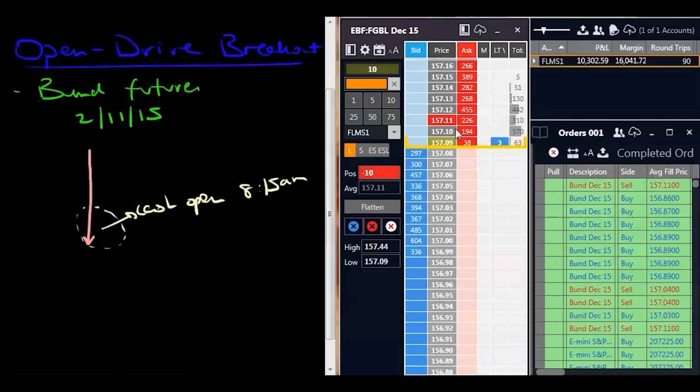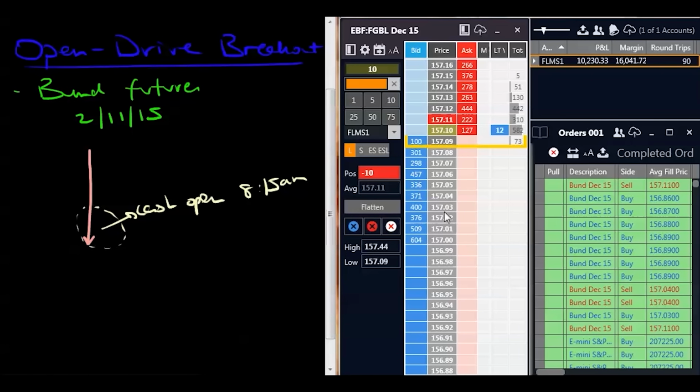You could see the offers have gotten a little bit heavier at 157.12s. 400 lots just stepped in, 200 lots at 11 and 10s. If we can keep reloading and holding this offer, maybe we can start a move down towards that value area low of the week at 157.3s. So what I'm going to do is put in my 5 lot to scale out at 157.03s.